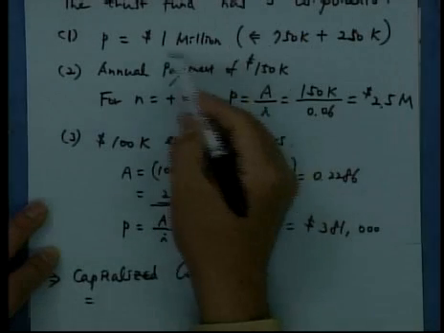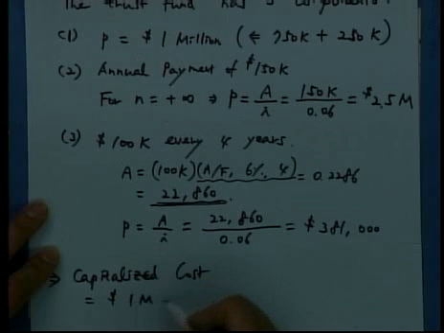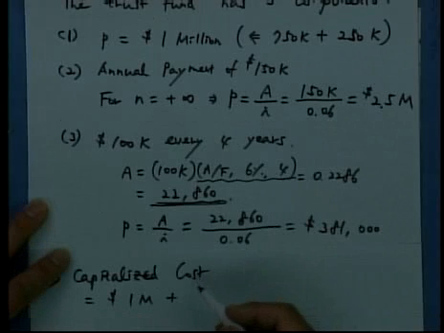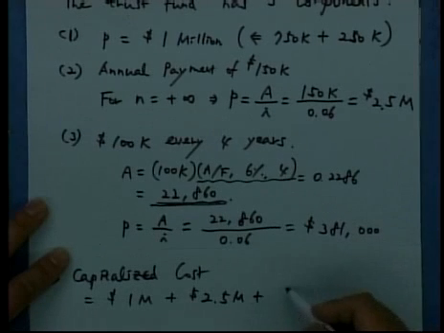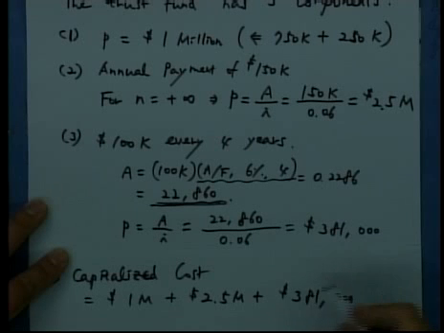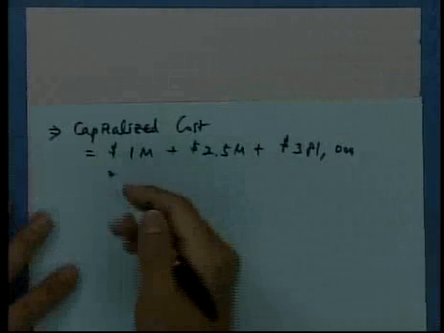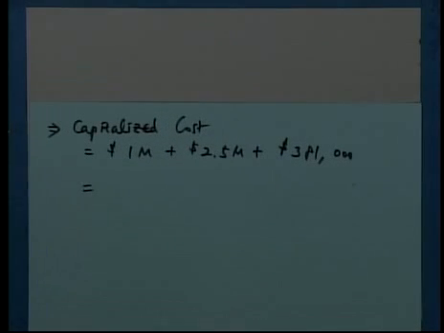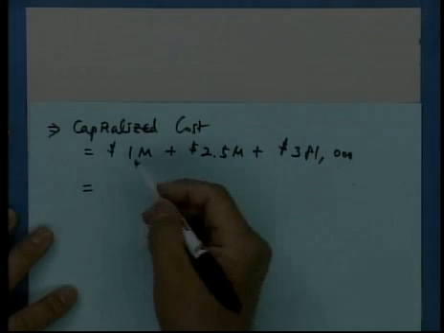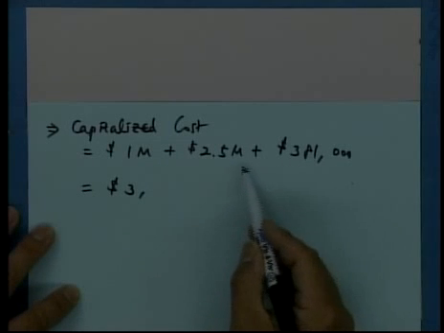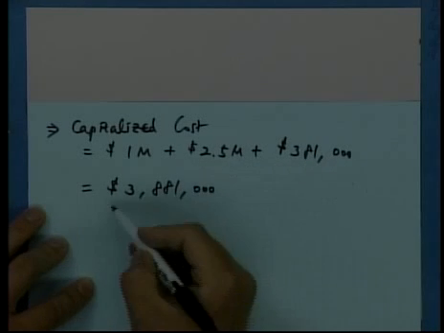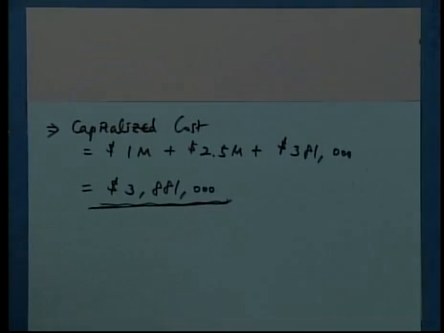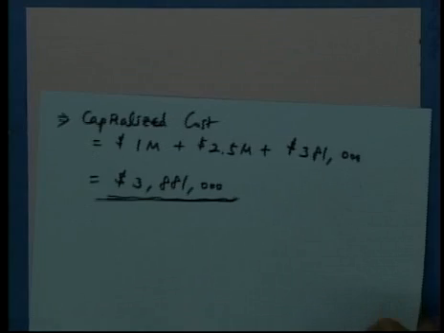is, first of all, $1 million plus $2.5 million plus $381,000. So if you combine all together, how much is this? It's going to be $3,881,000. Okay, so this is the capitalized cost that we are looking for.